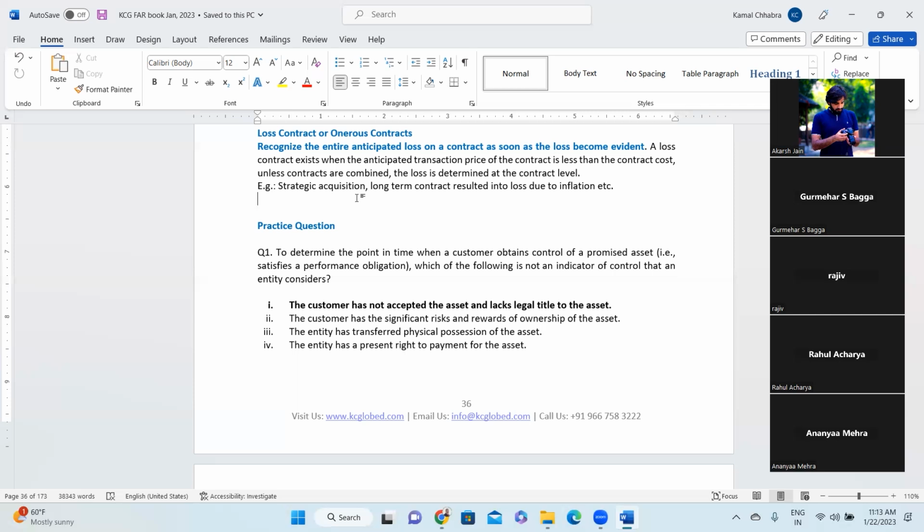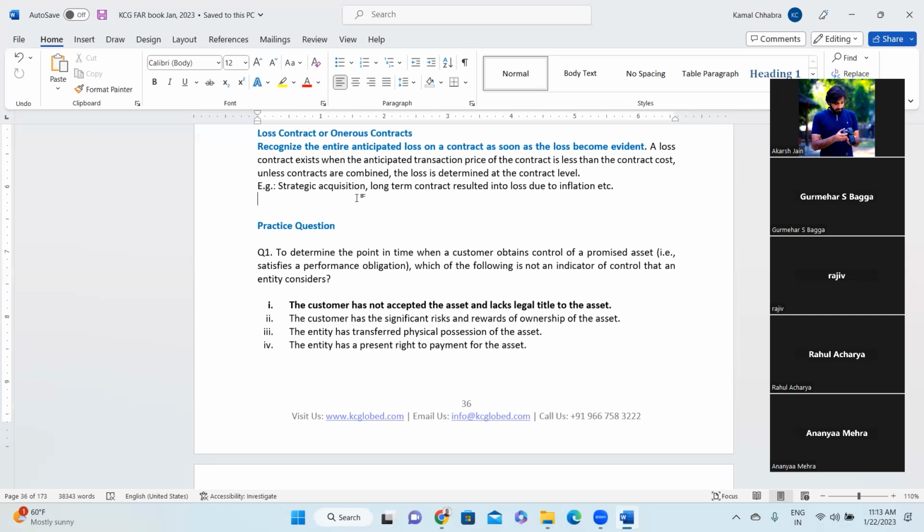So the point is why somebody gets into the onerous contract. One is it may be a strategic move. Second is it may be a wrong estimation. Third, it may be not properly drafting the agreement. That can be the reason. So here you need to evaluate how much is the loss you will end up incurring on the particular contract.